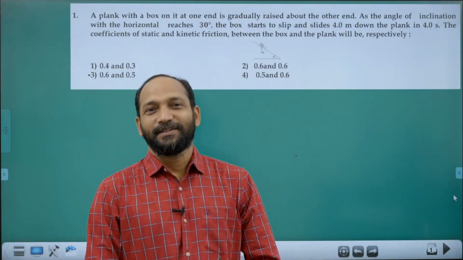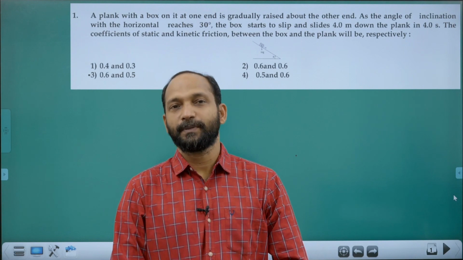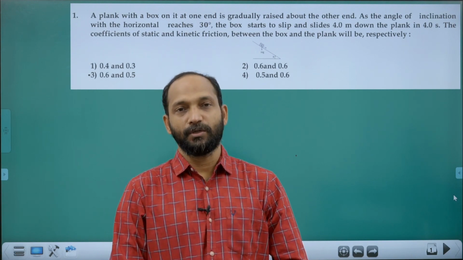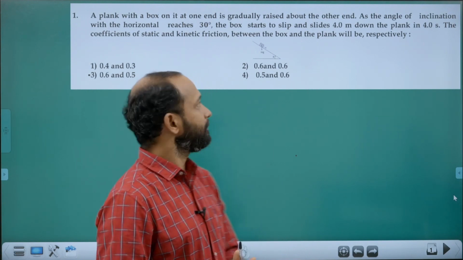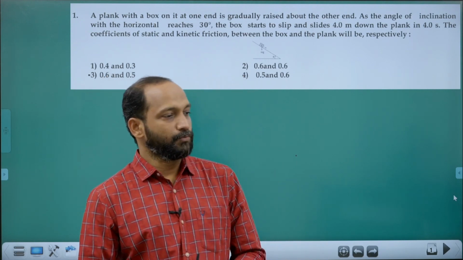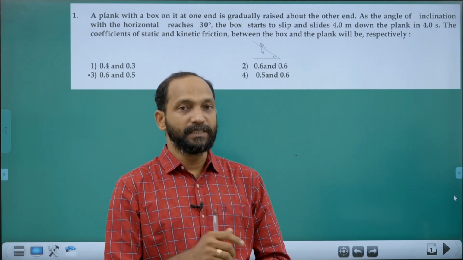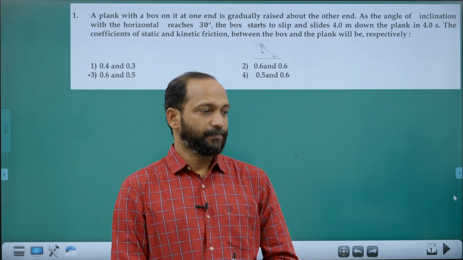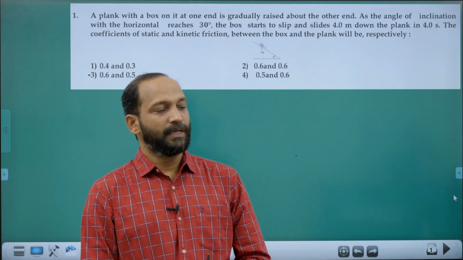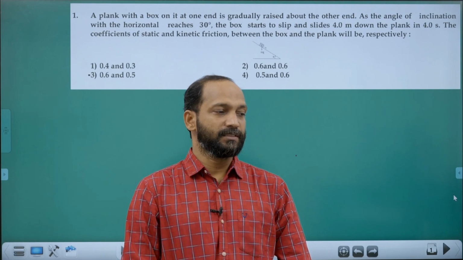Good morning, children. Today we have the discussion of 30 questions from physics, paper number 5, Newton's laws of motion. First question. A plank with a box on it at one end is gradually raised from the other end. As the angle of inclination increases with respect to the horizontal, when that angle reaches 30 degrees, the box just starts to slip.